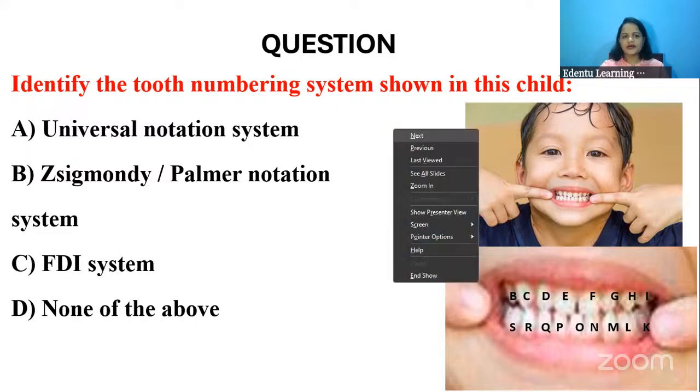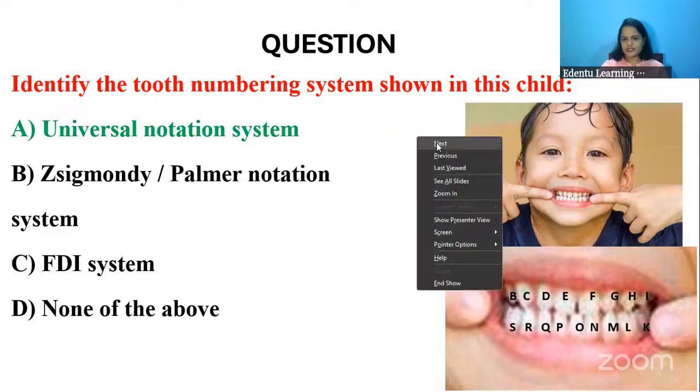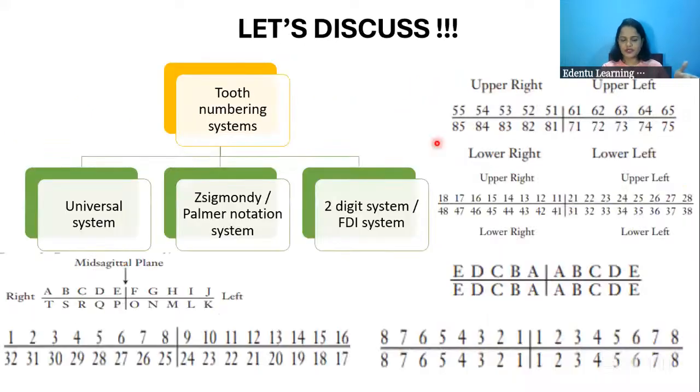Okay, it is the universal notation system. So let's see the numbering systems. One is the universal system, the Zsigmondy or Palmer notation system, and the two-digit system or the FDI system. Universal system means in the primary dentition, we use the alphabets, and in the permanent dentition, we use the numbers. Starting from A to J for the maxillary arch, and from K to T for the mandibular arch. It starts from the first quadrant, last molar, and in the mandibular arch, it starts on the left side. That you have to remember.